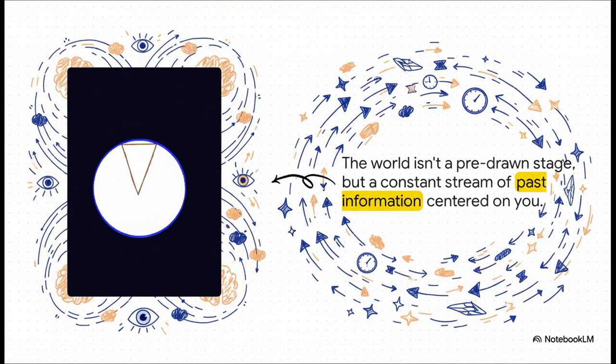Ultimately, this whole journey, which started with a simple ice cream cone, leaves us with a really provocative question about the nature of our own personal reality. It suggests that the world isn't some pre-drawn stage we just move through, but that it's a constant stream of past information that our mind assembles into the present, and it's all centered on one single point: you.